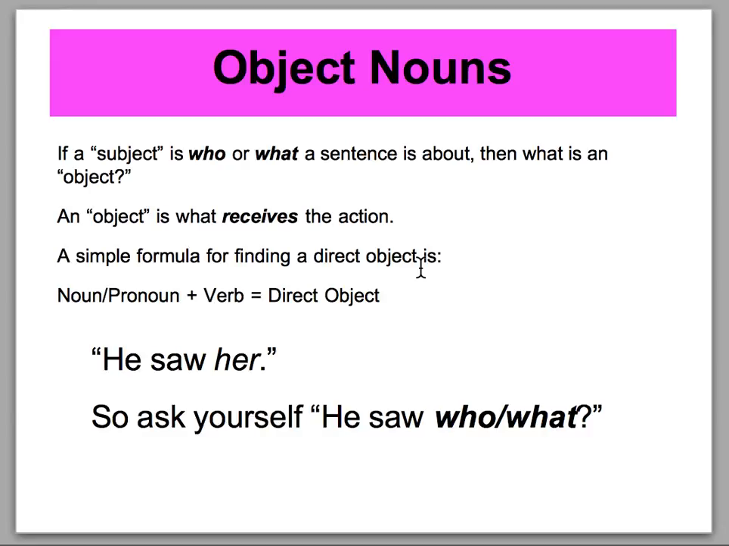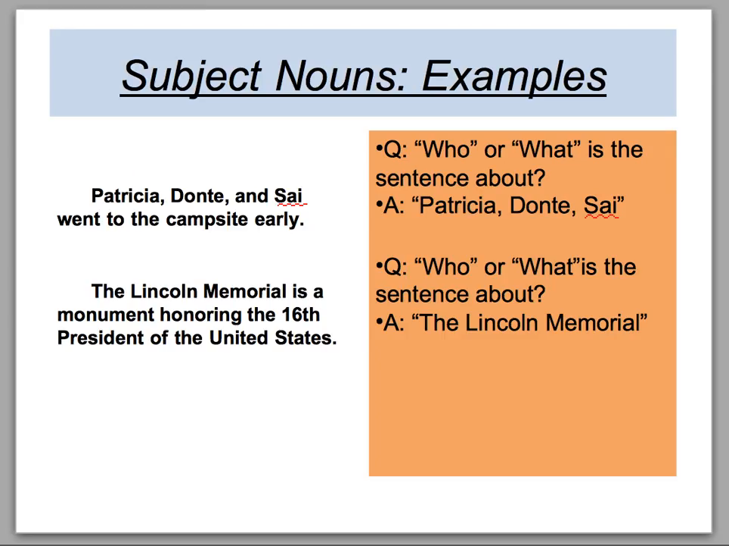If you said, Steve saw Patricia, period, then our subject noun would be Steve, our verb is saw, and our object noun would be Patricia, right? So ask yourself, Steve saw who or what? Patricia. So Patricia would be our object noun. Hopefully that helps. All right.